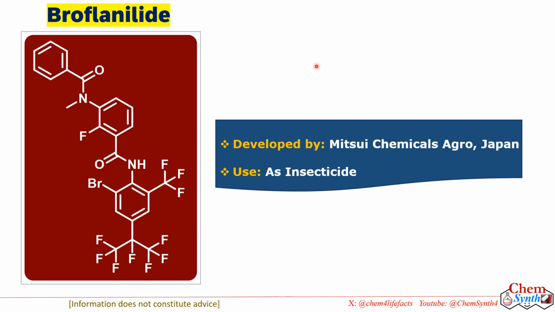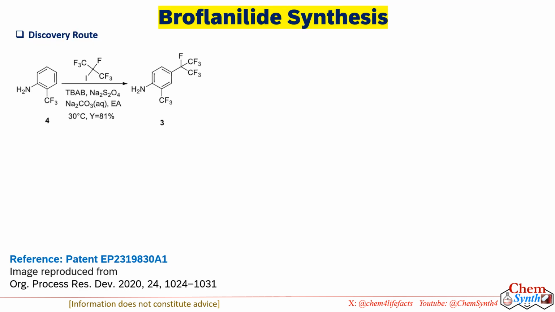Hello friends, today I will discuss about molecule Broflanilide. It is used as insecticide. The molecule was discovered by Mitsui Chemicals from Japan. Here is the chemical structure for the molecule. In next few slides, I will be discussing about three different synthetic routes for the molecule.